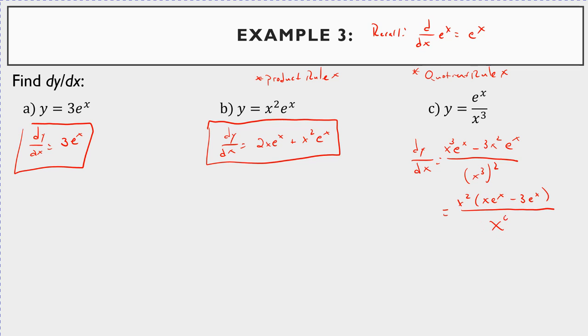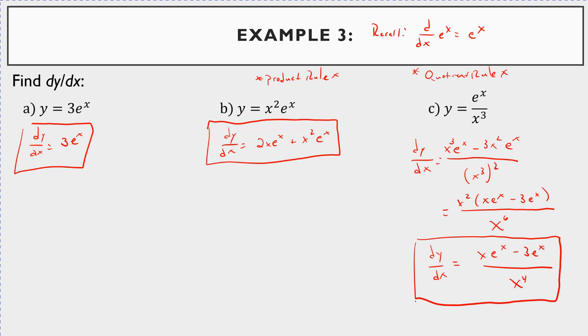And this becomes x to the 6th, and you see the squared will cancel with this, and you're just left with x e to the x minus 3 e to the x over x to the 4th power. So this is just the important thing. All the rules of derivatives apply here. Whenever you see the exponential function e to the x, the derivative of e to the x is just e to the x.